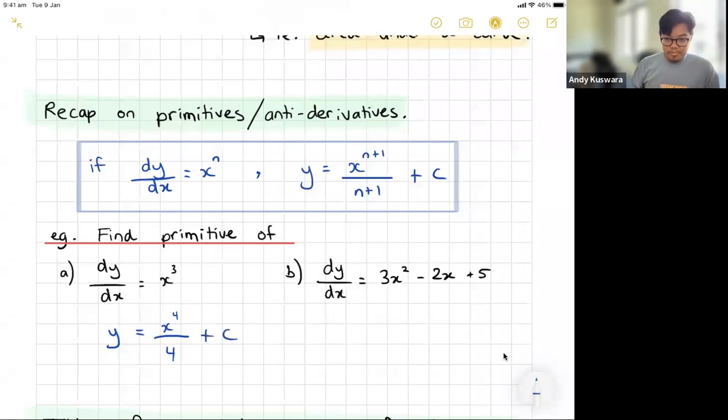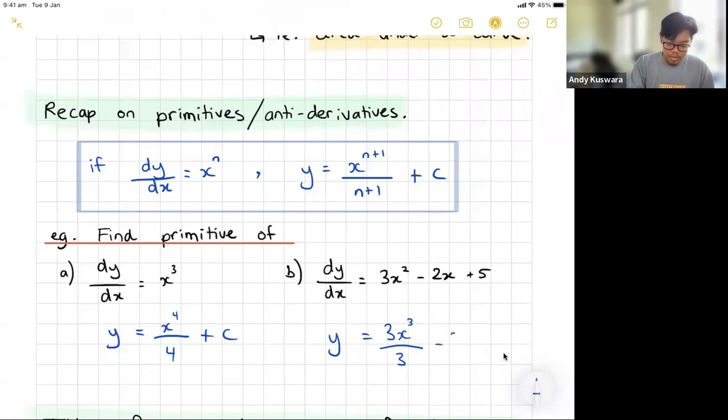Okay, primitives. Again, let's look at this one, b. So we've got dy dx equals 3x squared minus 2x plus 5. If it looks a little bit messy, let's tackle it term by term. Okay, so what's going to happen here is I'm going to go 3, and the only thing that integrates is the powers of x. Don't worry about the numbers. The only thing that we're affecting is the powers of x. So I'm going to have 3x, and then I'm going to raise it by 1 power, 2 plus 1, to the power of 3. If I raise it to the power of 3, I need to divide the whole thing by 3.